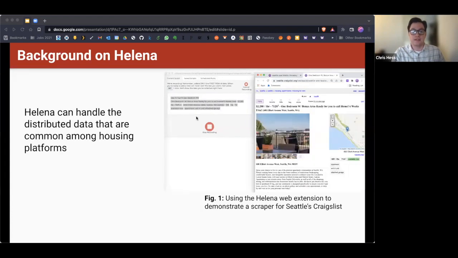Importantly, Helena allows users to demonstrate scripts for data that is distributed across a number of web pages, as is commonly the case with listing data on sites like Craigslist. So carrying the example from the prior slide forward, on the right, we can see that the user has demonstrated that additional fields from each individual ad be collected as part of the Craigslist scraper being programmed.